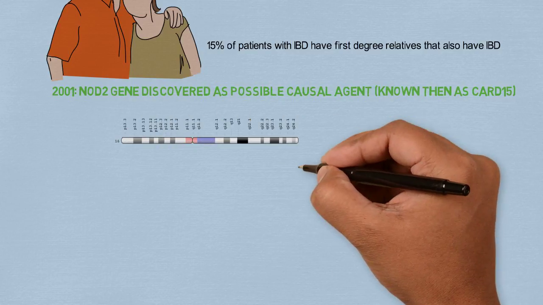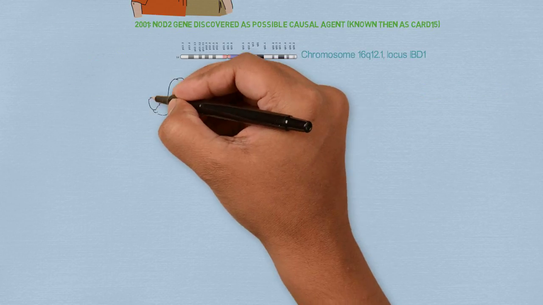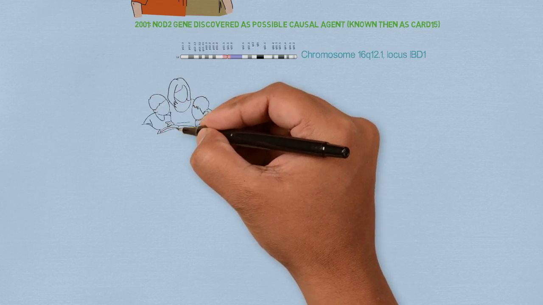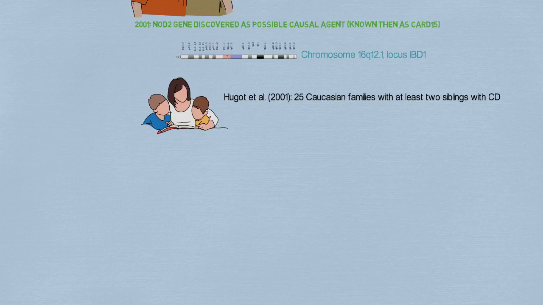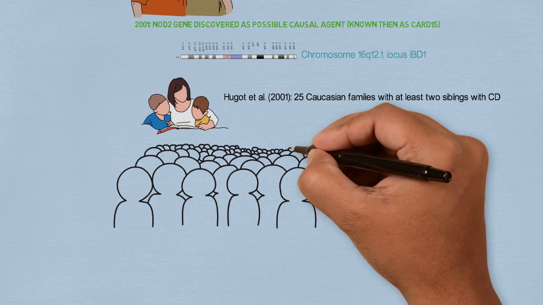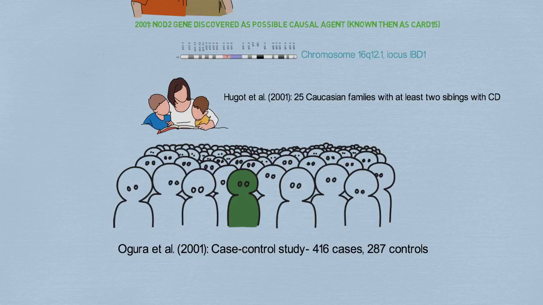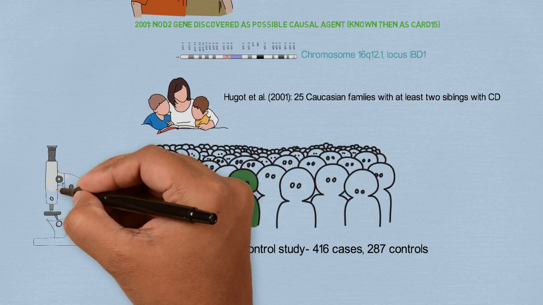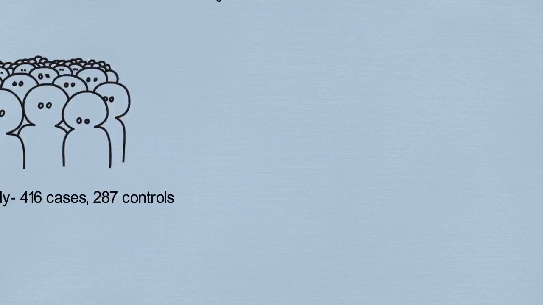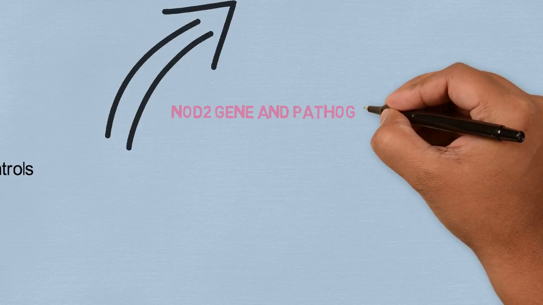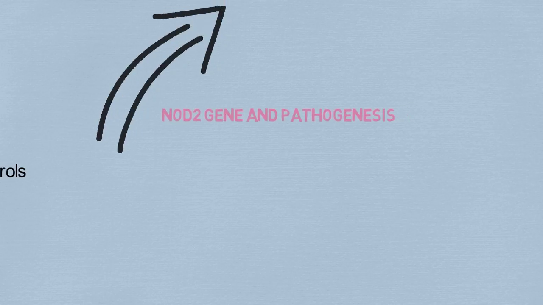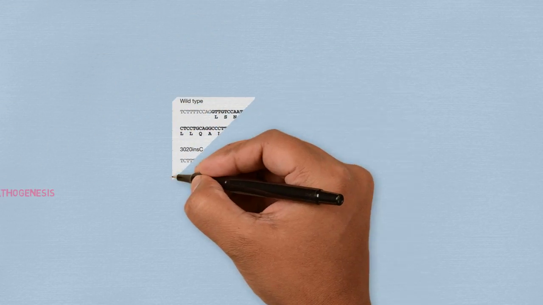Huguet et al. genotyped 25 Caucasian families with at least 2 affected siblings using polymorphic markers, and Agurda et al. used case control analysis with 416 patients with Crohn's disease and 287 controls, and PCR analysis to further characterize familial transmission of the gene. Both studies found what is now one of the most notable mutations on the NOD2 gene, which is a C insertion mutation in exon 11 in the coding region.